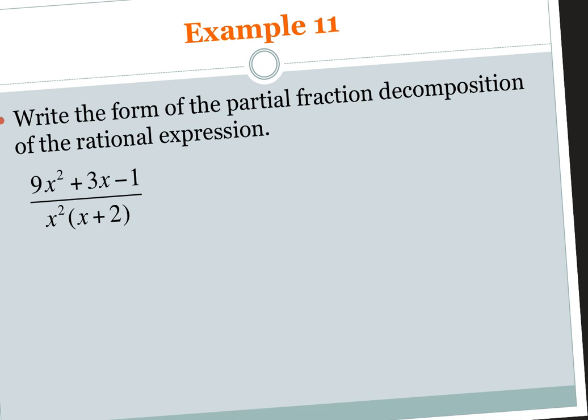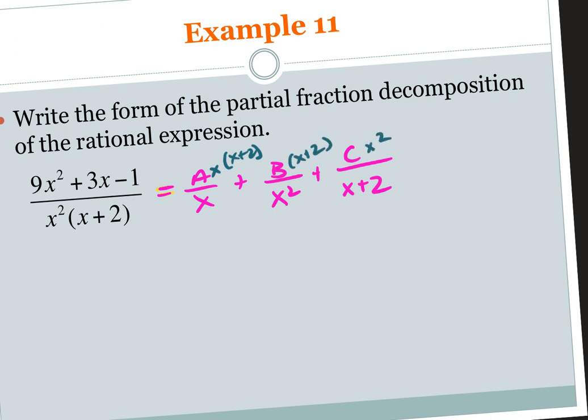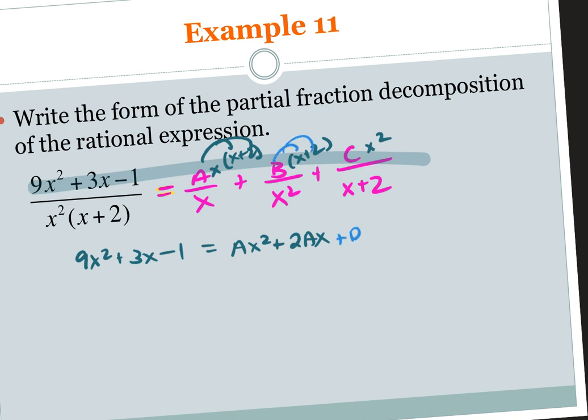Now multiply by what's missing. So A is missing what? Good. Another x and x plus 2. B is missing x plus 2. C is missing x squared. Then we do just our numerators. So 9x squared plus 3x minus 1 equals, I can distribute already, save myself a step. So ax squared plus 2ax. Then I go to B, distribute, bx plus 2b. And then I got C plus cx squared.